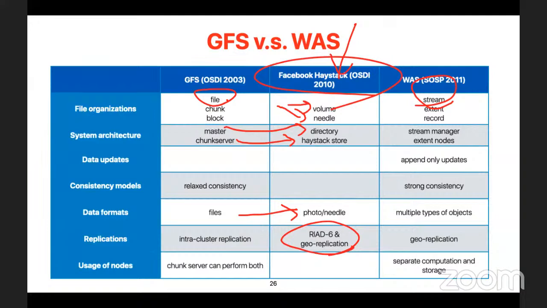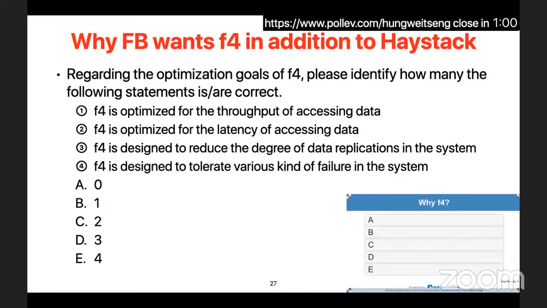But as you can see, this table gives you a very good idea about what is the same and what is different among these file systems. So it seems like Haystack is pretty good. Why are we talking about F4, which is the main character of the paper?